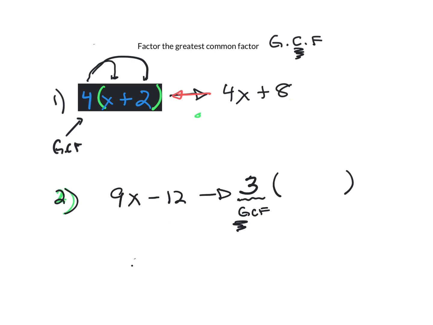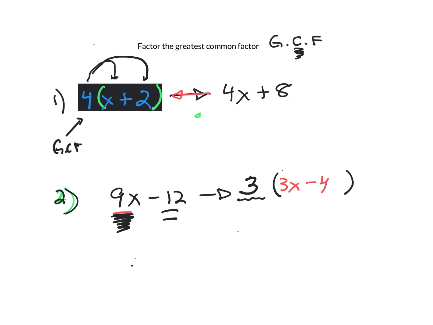And then we just have to reverse engineer and think, 3 times what could we multiply that would give us 9x? So wouldn't this have to be 3x? Right? Because isn't 3 times 3x give us 9x? And then what could we multiply by that would give us negative 12? So 3 times what gives you negative 12? Wouldn't that have to be a minus 4? So this is our final answer.